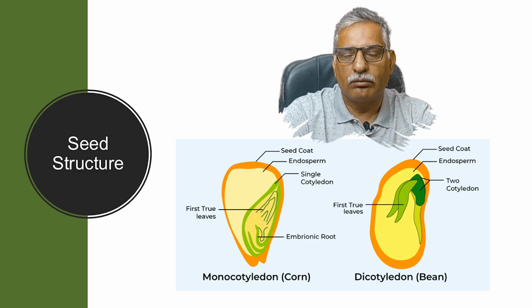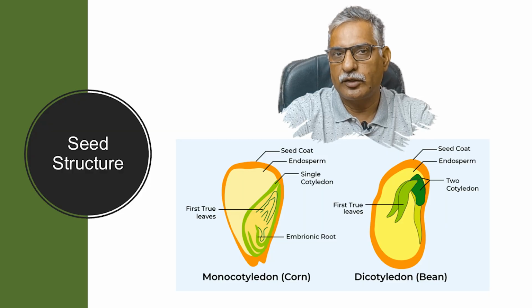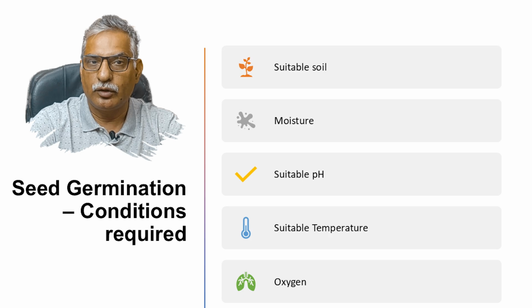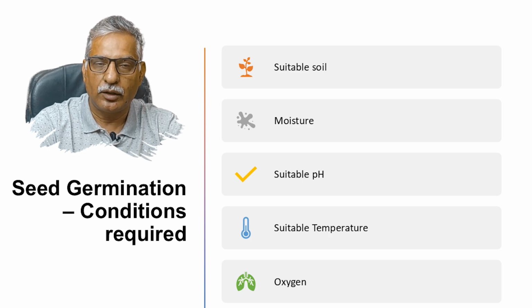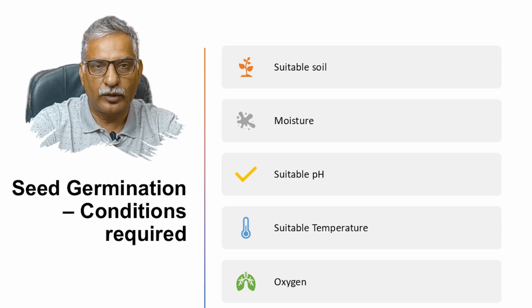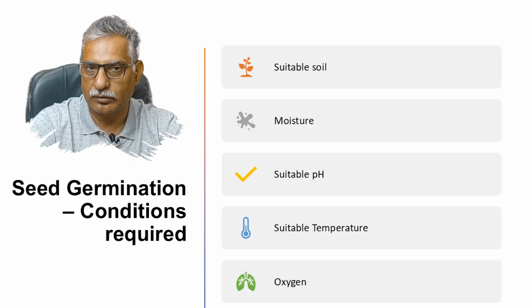Now, we are going to discuss seed germination. Seed germination requires certain conditions, and the conditions include: there must be an appropriate season for the seeds to germinate. There must be suitable moisture, particularly with suitable soil, an optimum pH of the soil, optimum temperature, and oxygen supply within the soil, because during the germination process embryo cells will be respiring and they will be using oxygen.